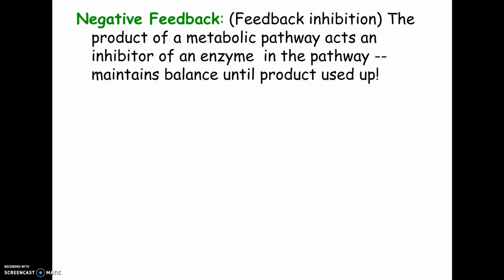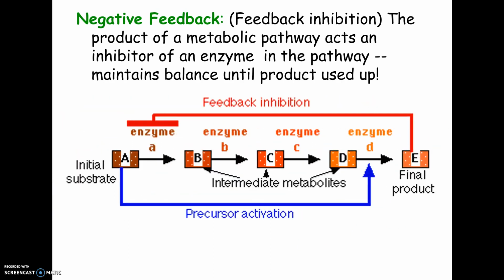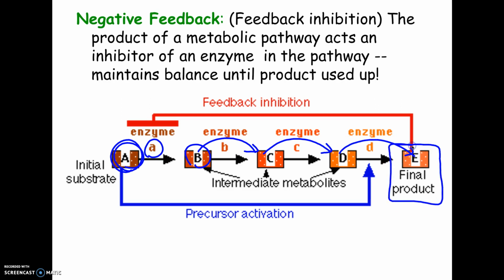And so it's called negative feedback or feedback inhibition. Now remember, in your body, a lot of times this is a metabolic pathway, meaning you have an enzyme here that converts this original substrate to this middle substrate. And then another enzyme converts it to this, and another enzyme converts it to this, and this, all the way down here, is your final product.